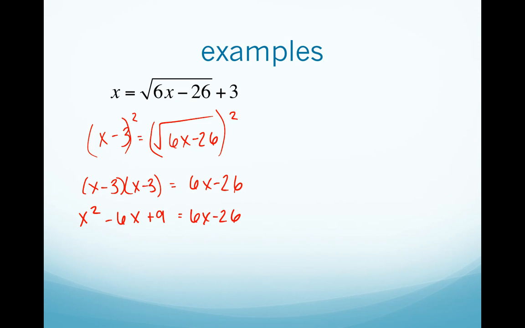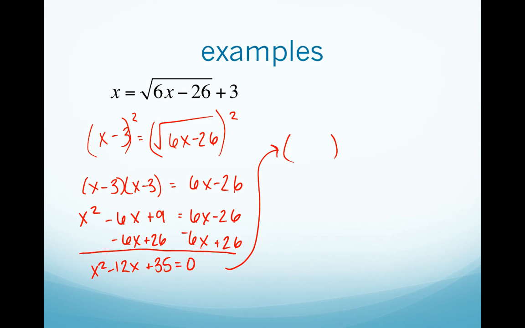And so in order to solve a quadratic, I always want to set it equal to 0 to see if I can factor. If not, I'm going to have to use the quadratic formula. So this will be an x squared minus 12x plus 35 equals 0.